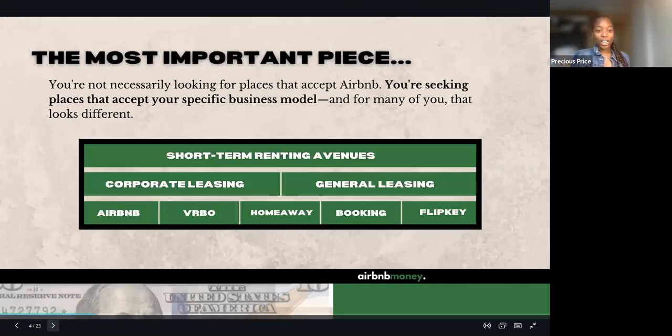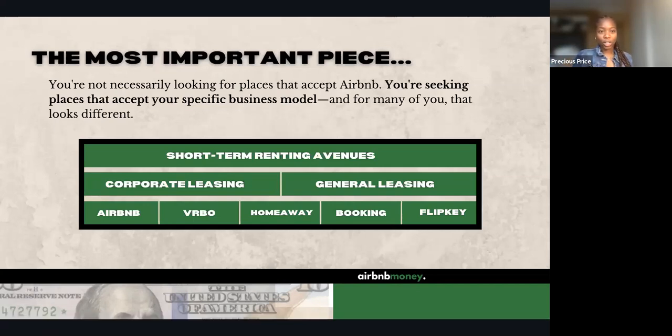Okay, so just starting out, the most important piece that I need all of you to understand is that you are not looking for a place that accepts Airbnb. That is not the objective starting out for any of us, because if you are looking for that initially, you are going to be met with a lot of rejection and disappointment at first. You are looking for apartment complexes and landlords that are specifically accepting the business model that you have to present, which for all of you is that short-term renting business model.